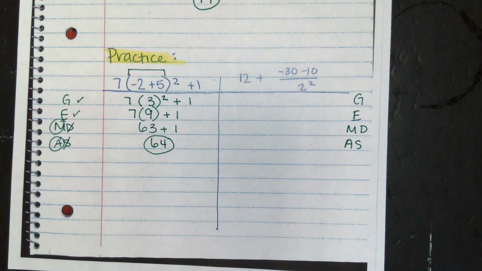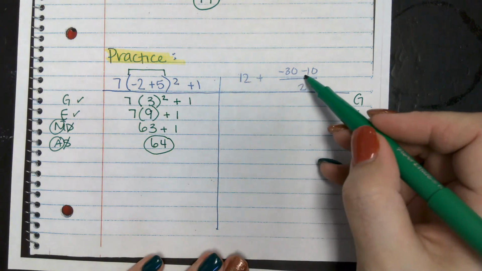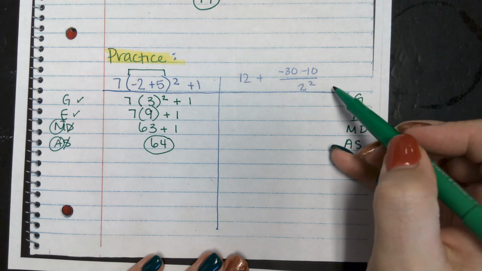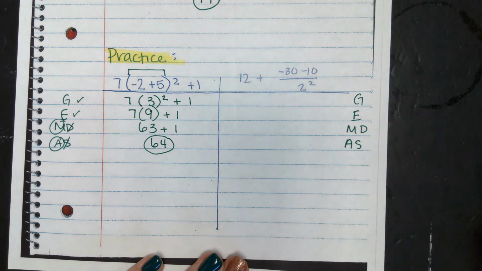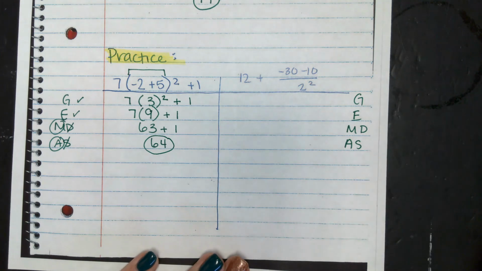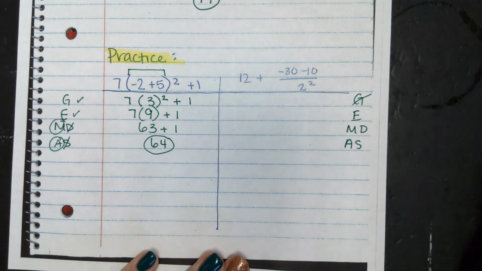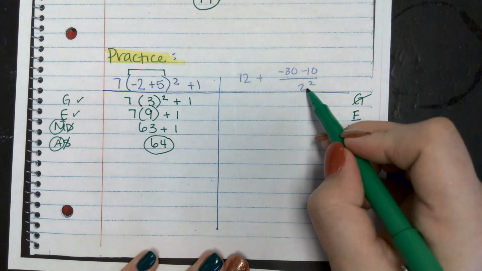All right, now lastly, taking a look here. I have 12 plus negative 30 minus 10 over 2 squared. Here we go. So in this particular problem, do we have any grouping symbols? No, we don't. Do we have any exponents? Yes, we do. We have them right here with our 2 squared.